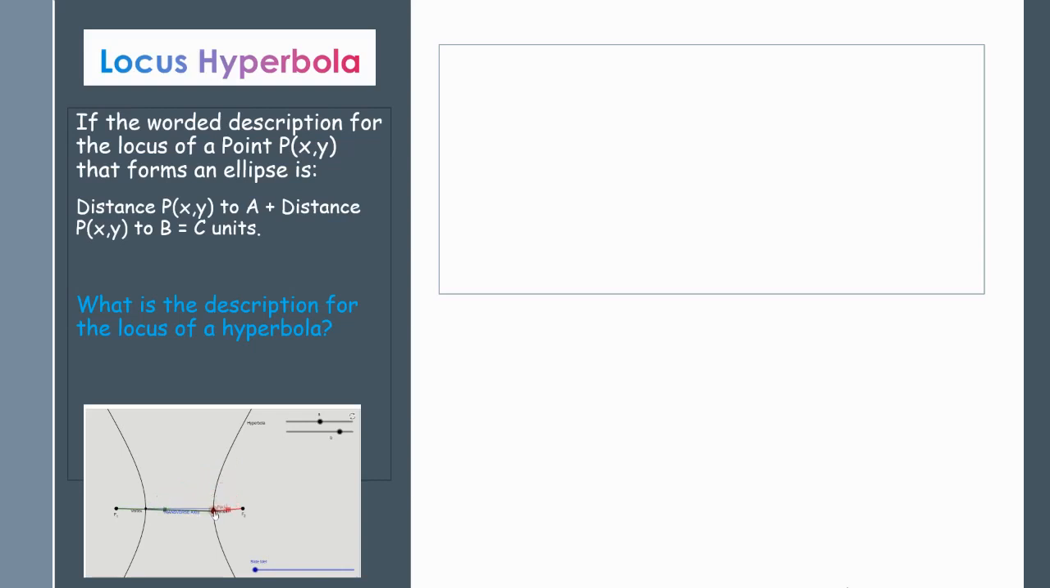Here's my point moving in the diagram along the hyperbola with my two focus points A and B, or F1 and F2. It doesn't matter what width or how large my hyperbola is, there's still some kind of relationship between the distance of my two points to the point P.